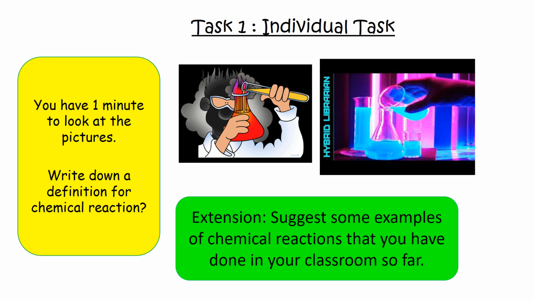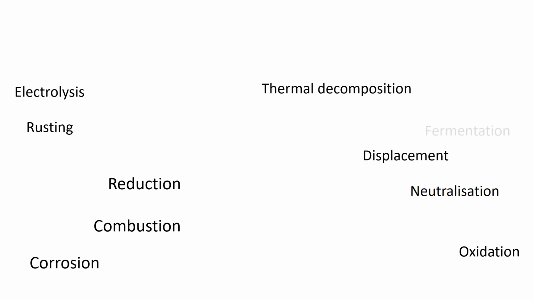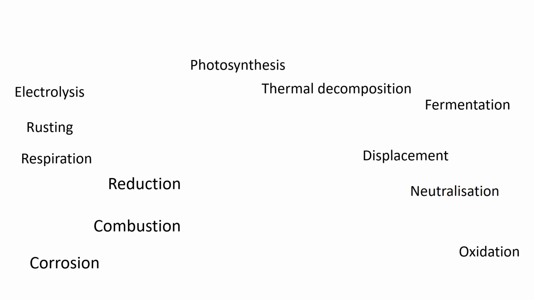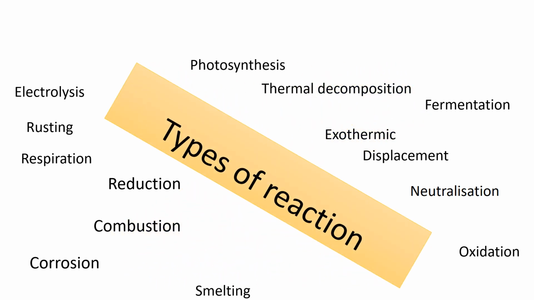Okay, hopefully you've written down a definition for a chemical reaction and some examples. So here are my examples. There are lots of them here. Okay, these are all different types of chemical reactions that we've seen in year 7 and year 8 and the start of year 9. Okay, these are the types of reactions.